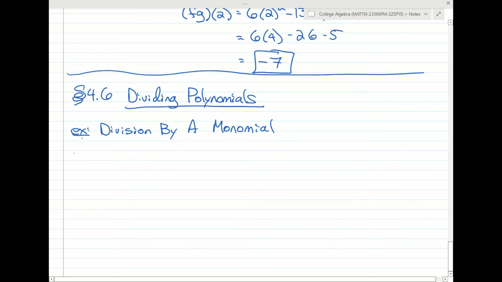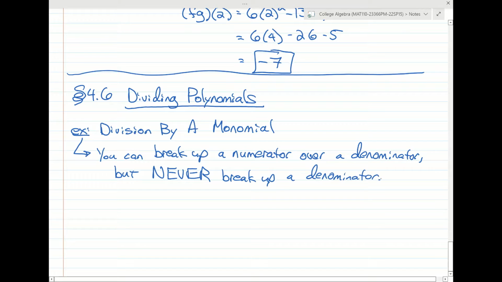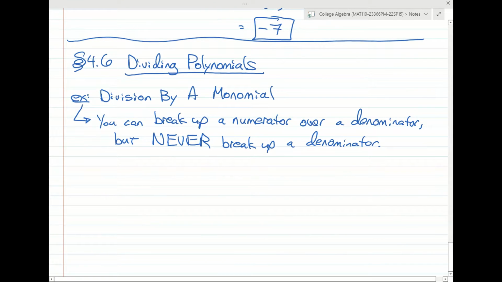So I want to make one comment before we get started, that you can break up a numerator over a denominator, but never break up a denominator. I'll show you what I mean by that.